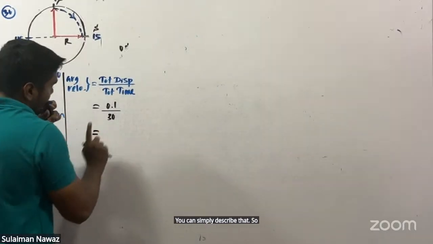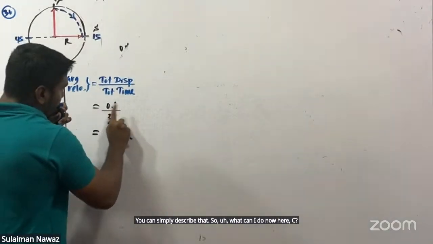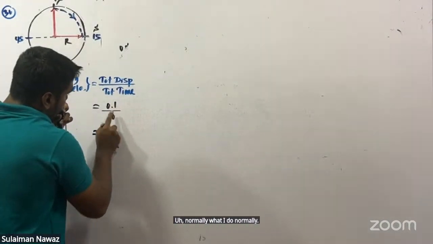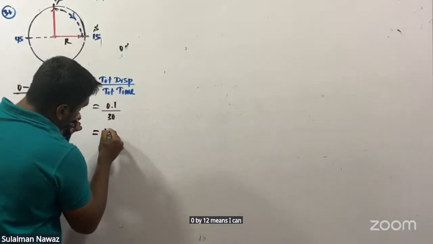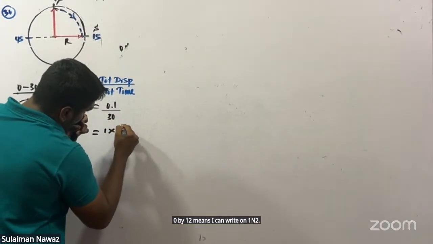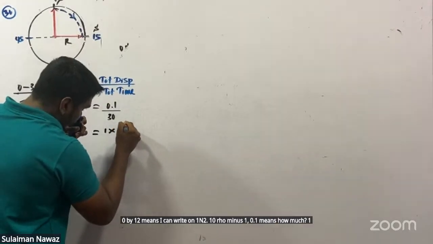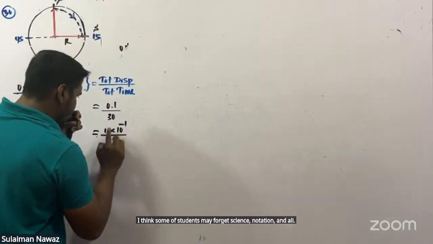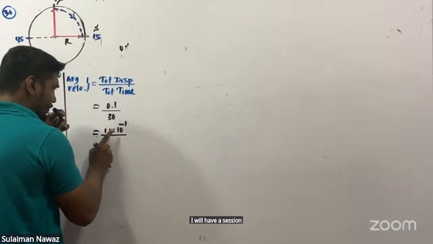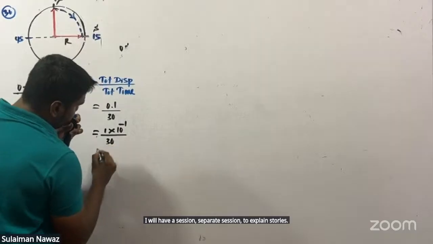So what can I do now here? Normally, how can I write this 0.1? 0.1 means I can write 1 into 10 to the power minus 1. I think some students may forget scientific notation and all. I will have a separate session to explain that.